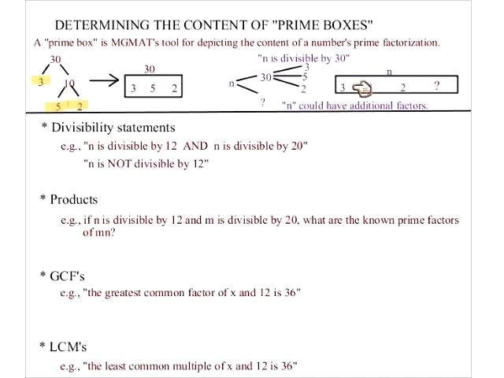So in this prime box, we definitely have a 3, a 5, and a 2, but we could have an 11, a 17, a 641. We could have every possible prime that comes to mind. So smiley face icon if this makes sense to you guys. If n is divisible by 30, n could well contain anything, pretty much.